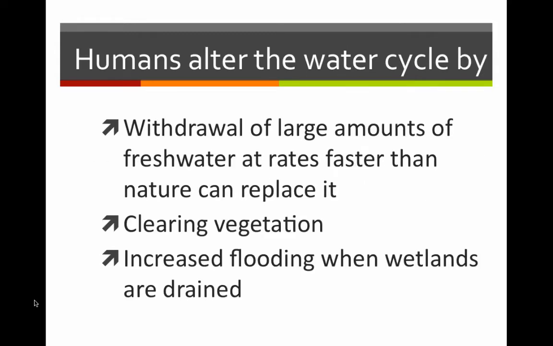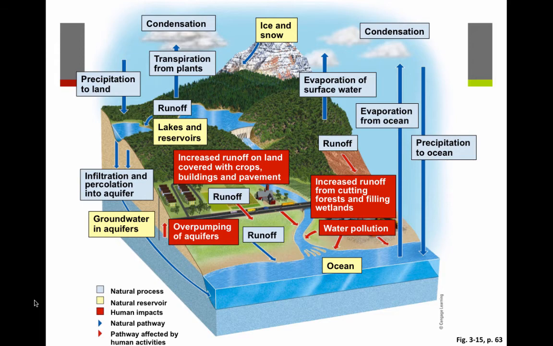We are withdrawing large amounts of fresh water, and so think back to the tragedy of the commons. We are taking fresh water much faster than nature can refilter and replace it. We're also clearing vegetation, which is causing a decrease in the amount of transpiration that's occurring. And by clearing and draining wetlands, we're causing increased flooding because those wetlands are made to absorb that rainfall very quickly. Okay, and so here's a good picture of the hydrologic cycle.